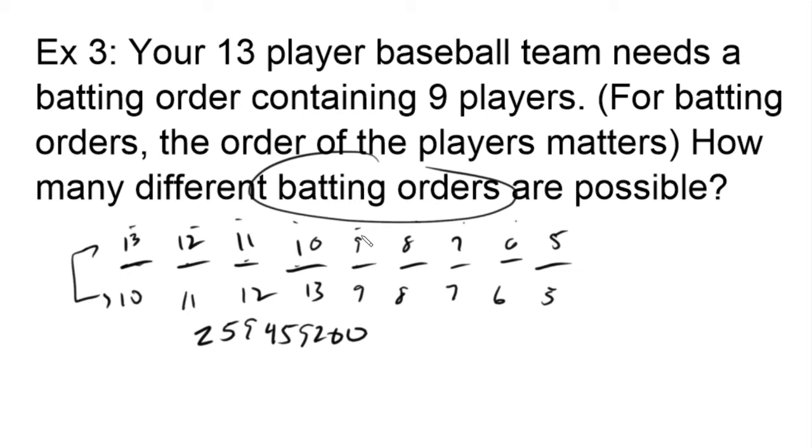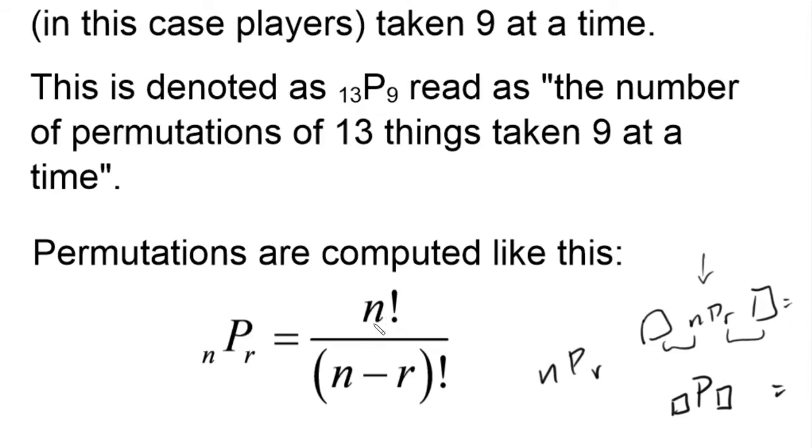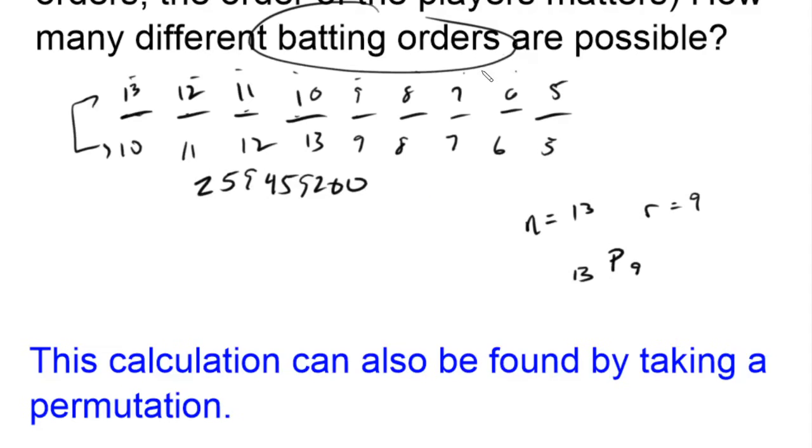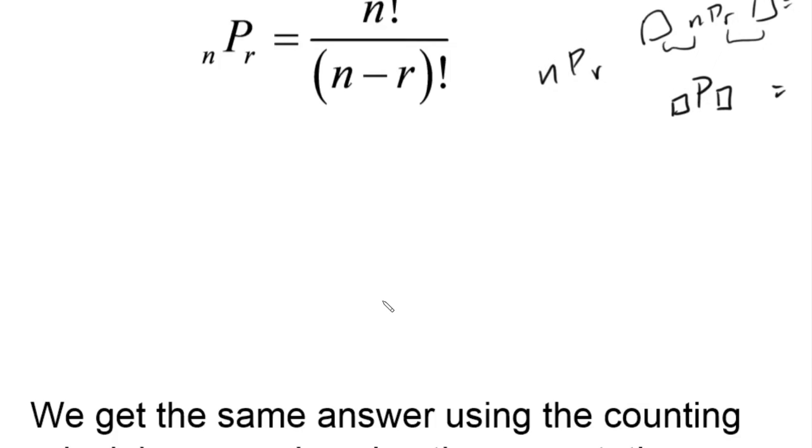This can be done by taking n as the total number, 13, and r as the number you're selecting out of that, which is 9, and this is 13P9. The math for that is n factorial over n minus r quantity factorial. So this would be 13 factorial over 13 minus 9 quantity factorial. Do that, and you would have your number of different batting orders, which would be the same as this. All right.